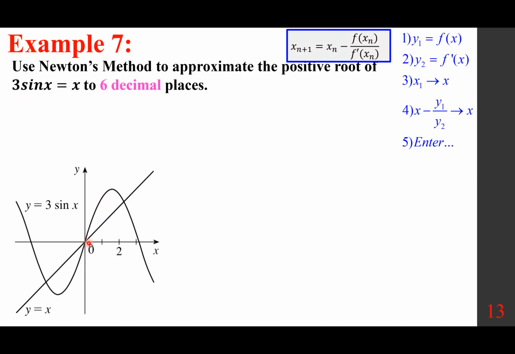And so this is 0, 0. And by the way, you know sine of 0 is 0, and 3 times that is 0. So that works. So this is 0, 0. You want to find these 2, but we just want one of them because it's asking for the positive root. So we want to find this root.